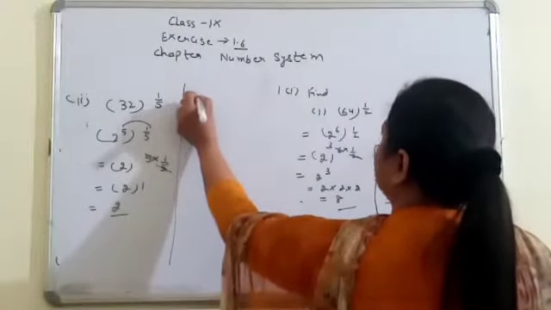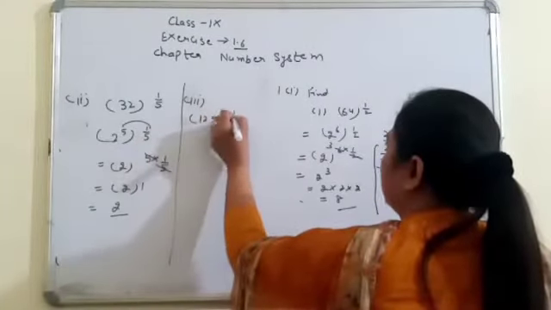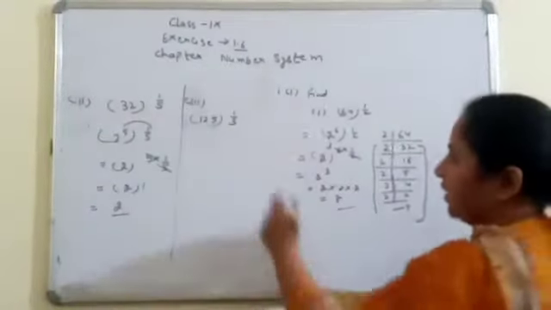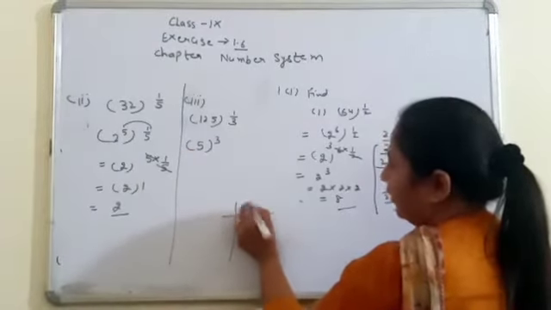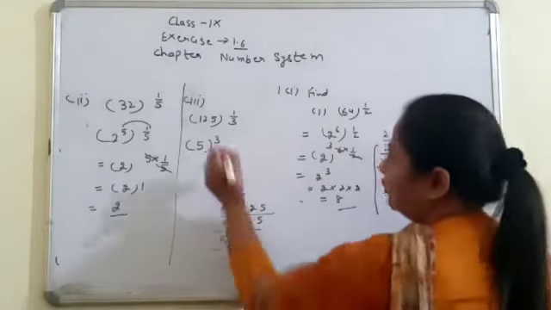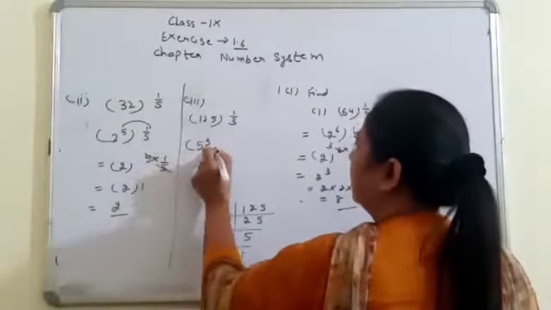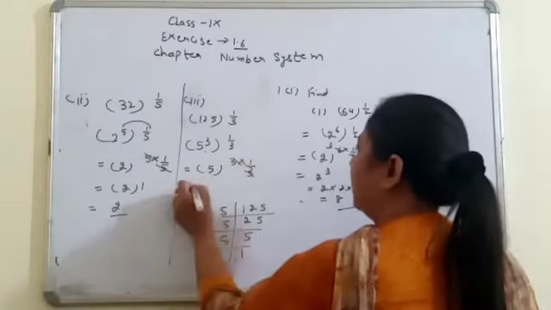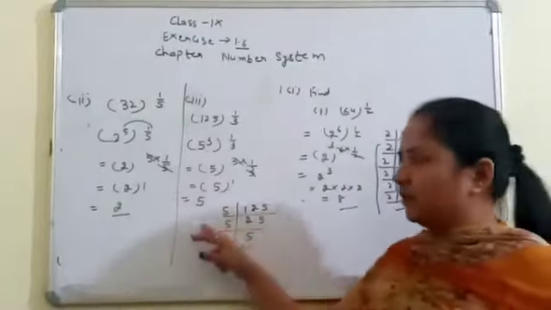Third part is 125 raised to power 1 by 3. 125 we can write as 5 power 3. Let's take its LCM, 125 divided by 5. We can write 125 as 5 raised to power 3 into 1 by 3. Multiply both the exponents, cancel 3 by 3, the result is 5 power 1, that is 5. So this is the result for part 3.